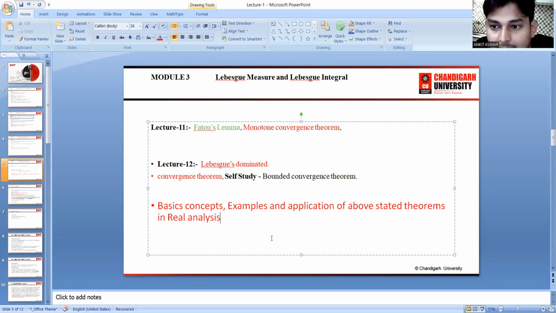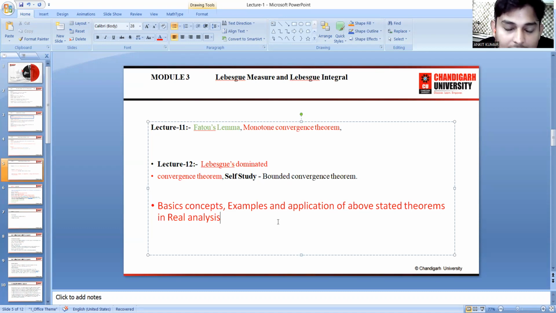So basically, in this lecture, I will cover basic concepts, examples, applications, and most solved problems of the above stated theorems, such as Fatou's lemma, monotone convergence theorem, Lebesgue dominated convergence theorem, and bounded convergence. After studying these stated theorems, we will solve some examples, its applications part, and some most important solved problems of the real analysis.